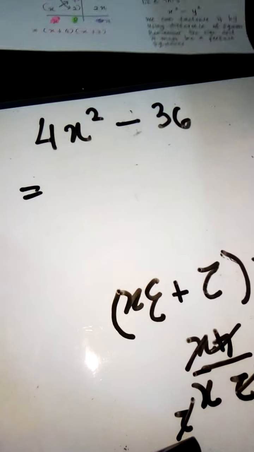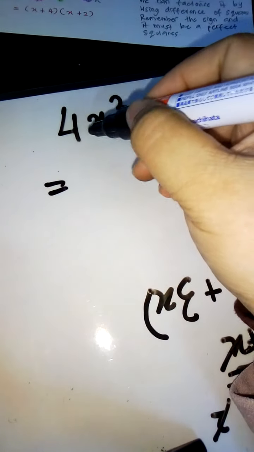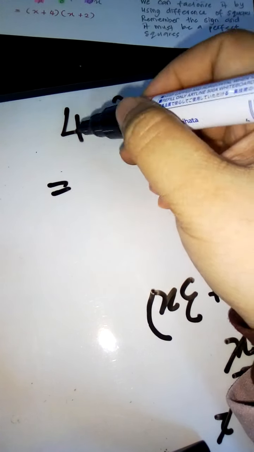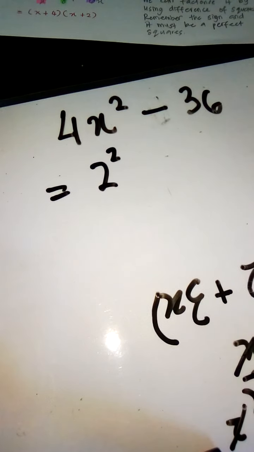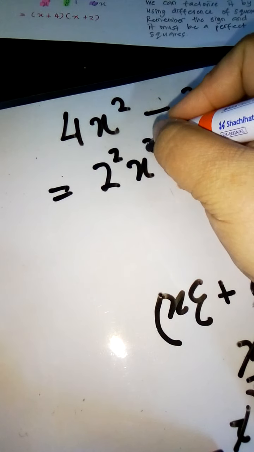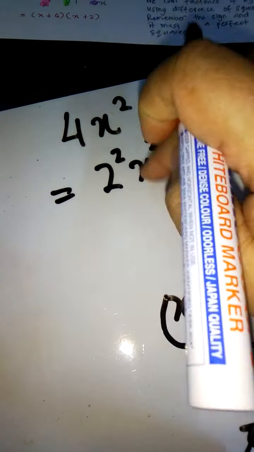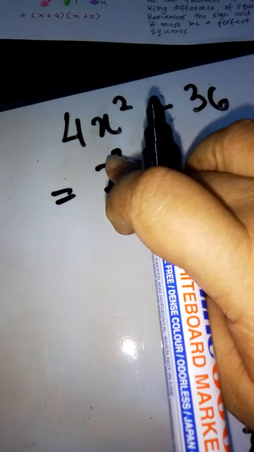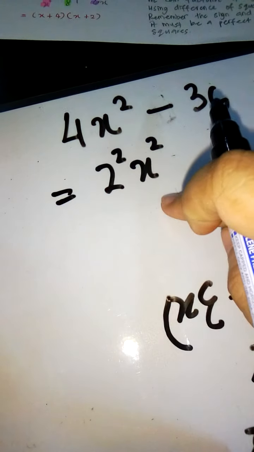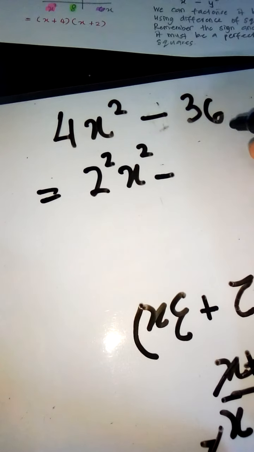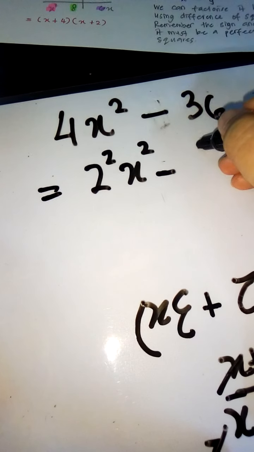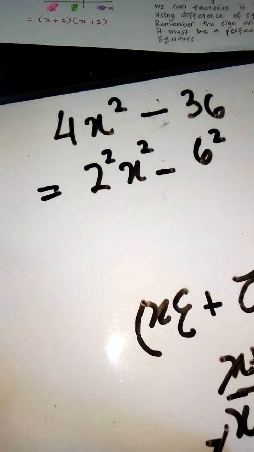Okay guys, minus. So perfect square means that you can turn this into a perfect square. For example, this 4 is from 2 to the power of 2, and x to the power of 2. So 2 to the power of 2 is 4, and x to the power of 2 is the same as above. So minus 36 is 6 to the power of 2.